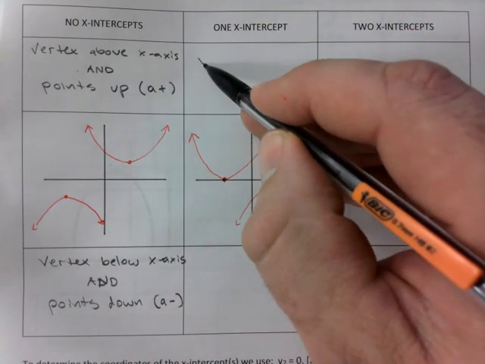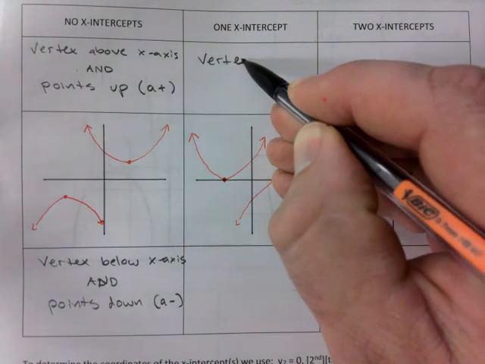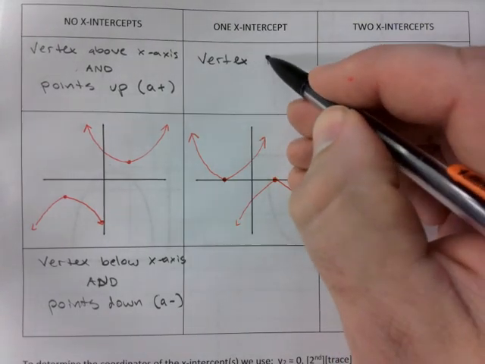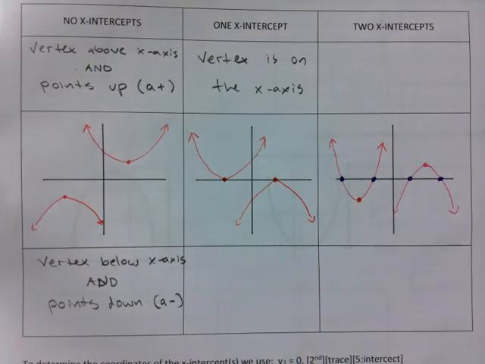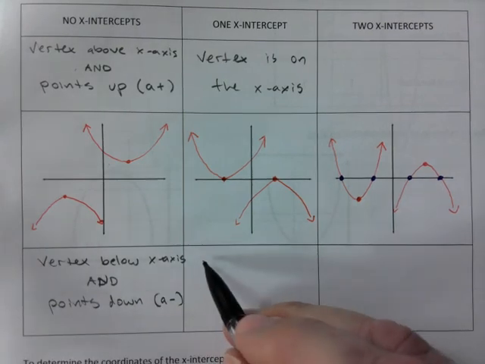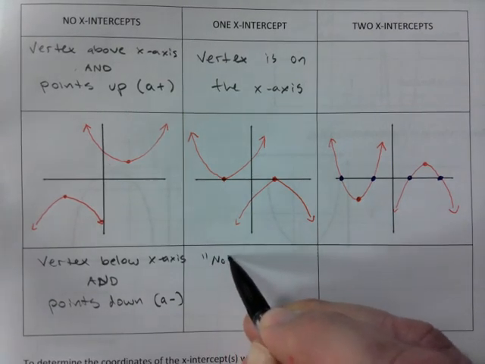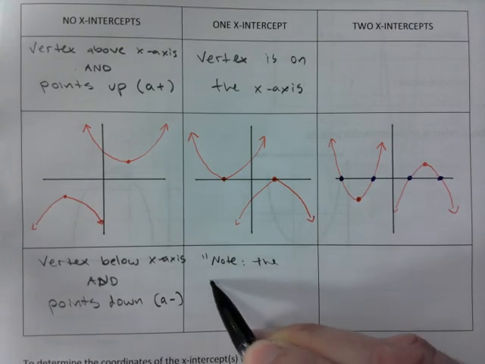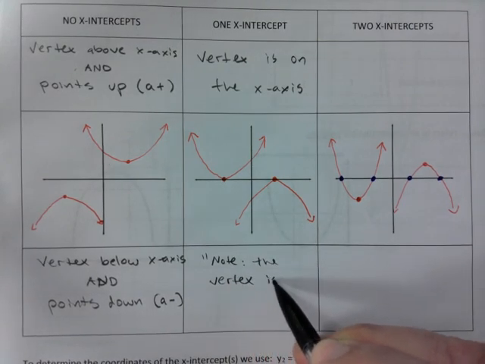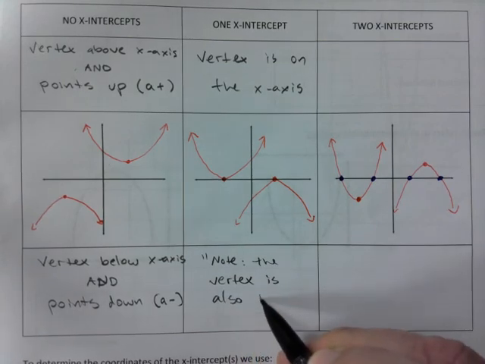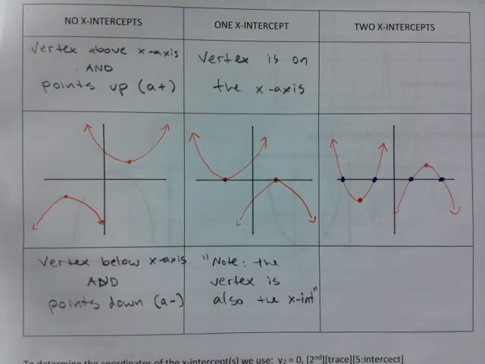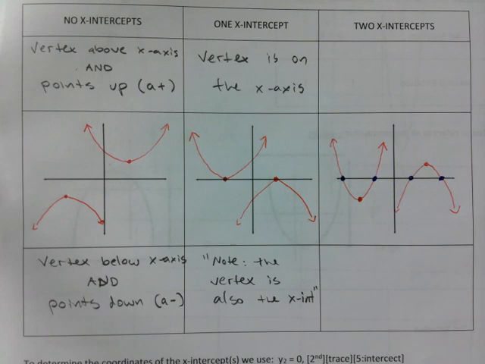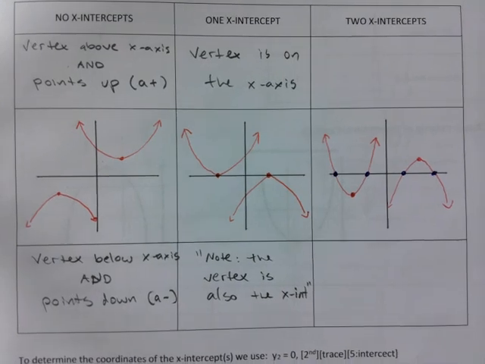One x-intercept, there's actually only one way. It doesn't matter which way it's pointing. The vertex is on the x-axis. And notice that here, the vertex is also the x-intercept. So sometimes you're going to have that, right? Where the vertex and the x-intercept happen to be the same point. Okay, so that shouldn't puzzle you. That's just the case in this particular instance.